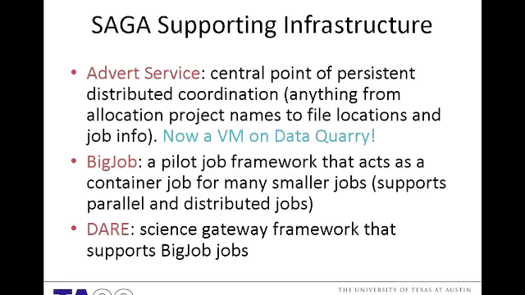Saga is made of three major supporting pieces. The advert service, we have touched on this earlier, is essentially a central data exchange for distributed coordination. There's also the BigJob framework, which is a pilot job framework that submits container jobs that run small jobs underneath. These small jobs can be parallel, that is, they can run on multiple cores, and they can be distributed across multiple sites simultaneously. And the third supporting component is the DARE Science Gateway that supports BigJobs and allows you to submit BigJobs that are distributed across XSEDE.